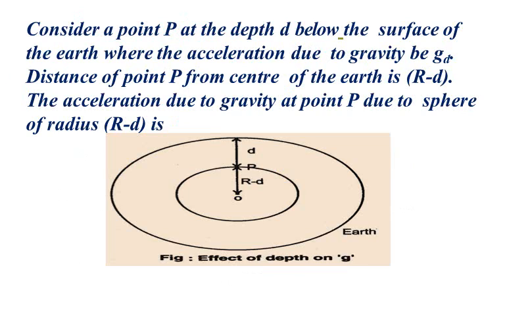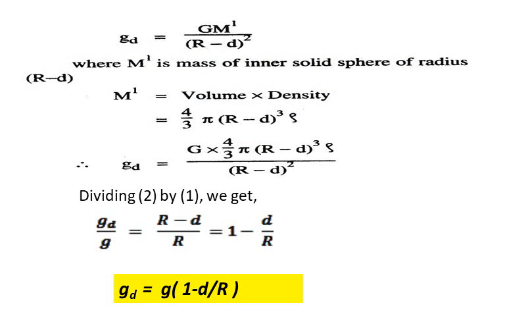Now consider a point P at the depth d below the surface of Earth, where the acceleration due to gravity is gd. The distance of point P from the center of Earth is R minus d, and the acceleration due to gravity at point P due to the sphere of radius R minus d is gd is equal to GM1 upon (R minus d) whole squared.